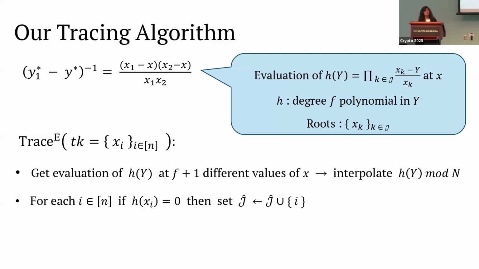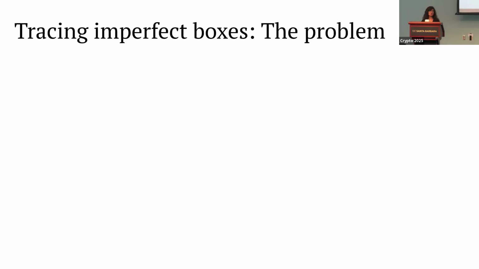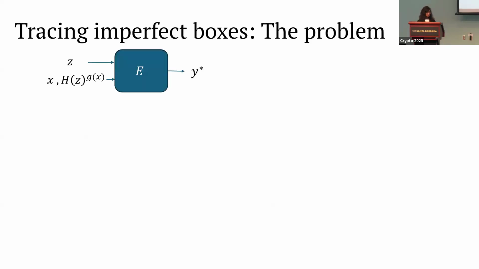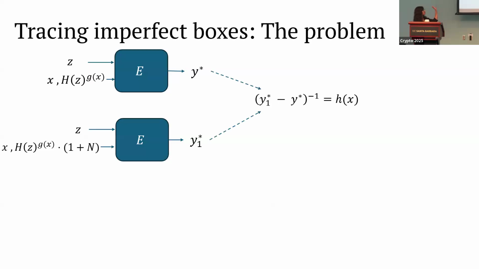So this is a very high level overview of how you can trace perfect evaluation boxes for a traceable threshold VRF. But what about imperfect boxes? So let me show you what the problem is, because I don't have time to show the solution. So this is a brief summary of what we ran the box with. So we run the box twice, and by taking this expression, we get one evaluation of the polynomial h.